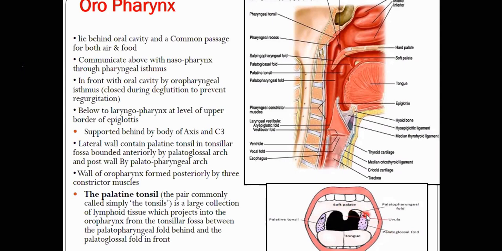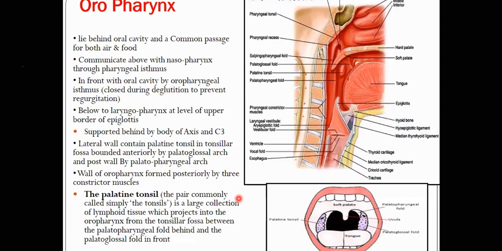You can see these palatoglossus and palatopharyngeus arches are on the lateral side, and in between the 2 arches you can see the tonsils, an aggregation of lymphoid tissue, which are called palatine tonsils. Commonly they are simply called tonsils. Usually these tonsils get inflamed and there is difficulty or painful swallowing when the food touches these tonsils.